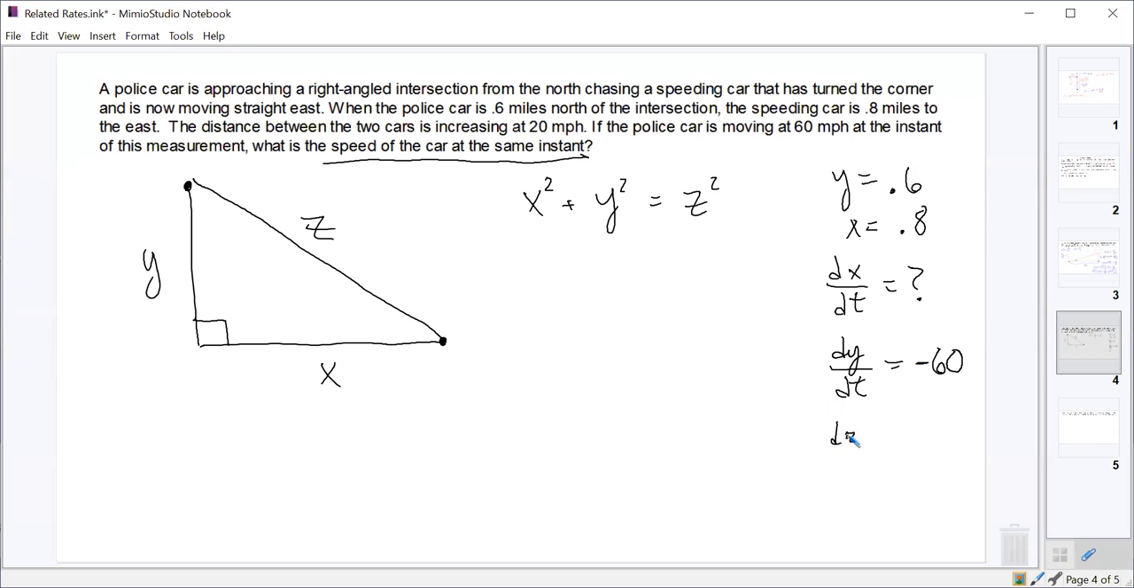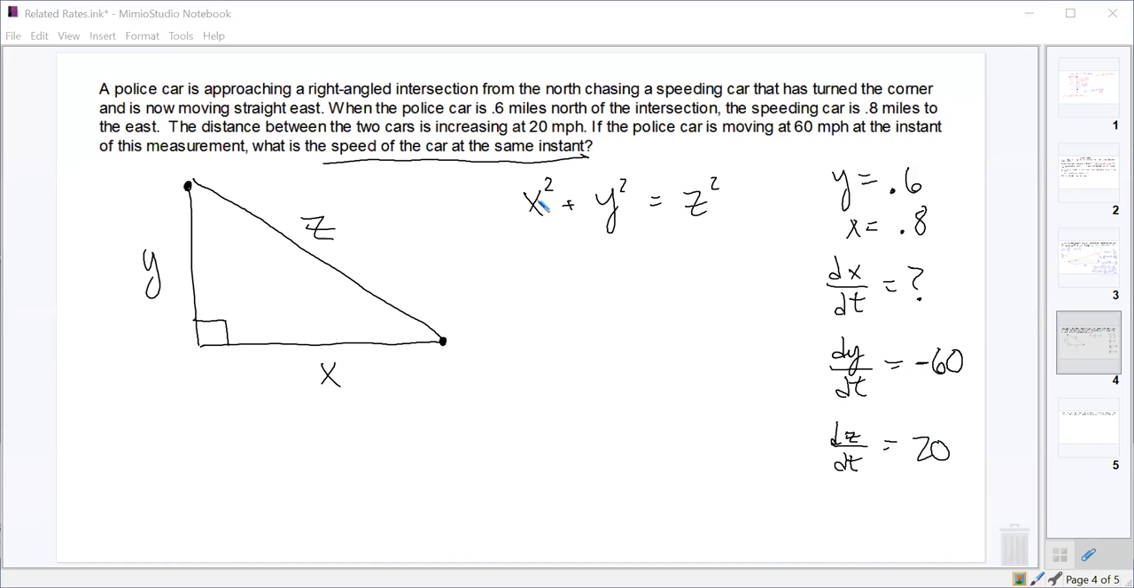And what about your dz/dt? How is z changing? 20 miles an hour. And it says specifically that it is increasing at 20 miles an hour, so that'll be a positive 20. Good or no? Good. Cool. All right, in that case, let's see what we can do with this formula.